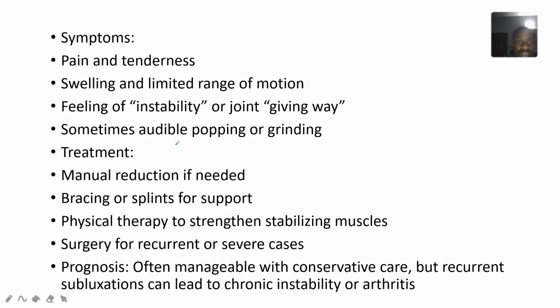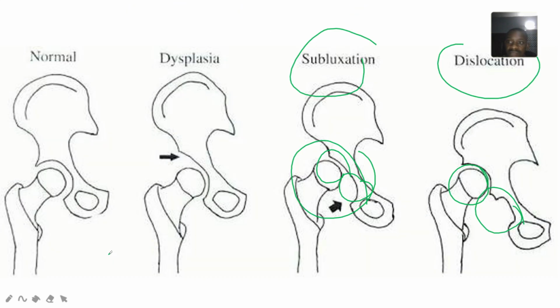Then symptoms, there's a lot of pain. There's swelling. You are feeling like that place is unstable, you know. And sometimes if you try to move that part of the body, you hear audible sounds like pop, pop, pop, pop. So treatment is manual reduction, bracing or splints, physical therapies, and sometimes surgery if the thing keeps coming back and back.